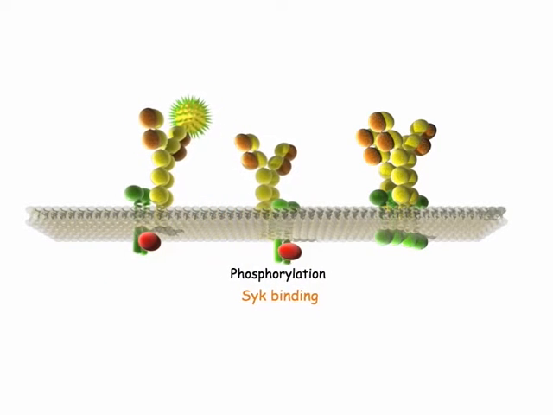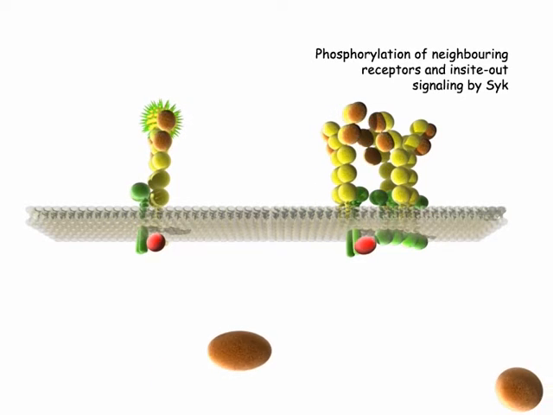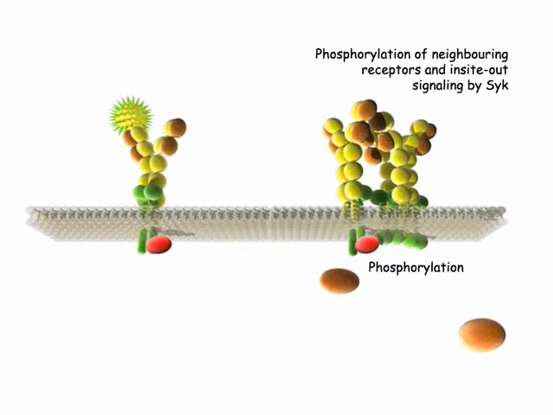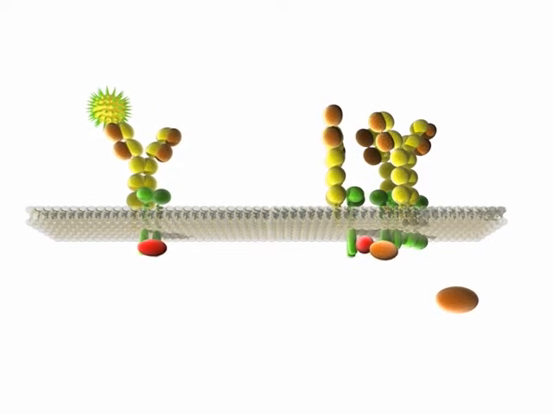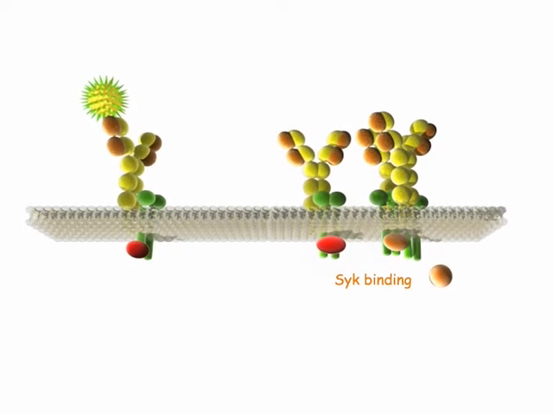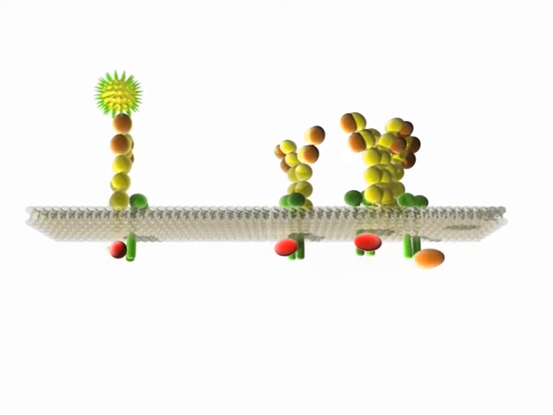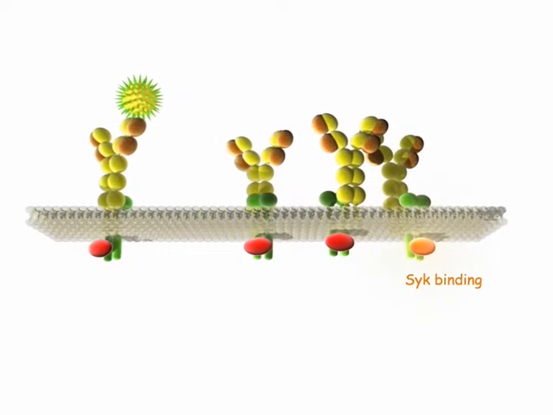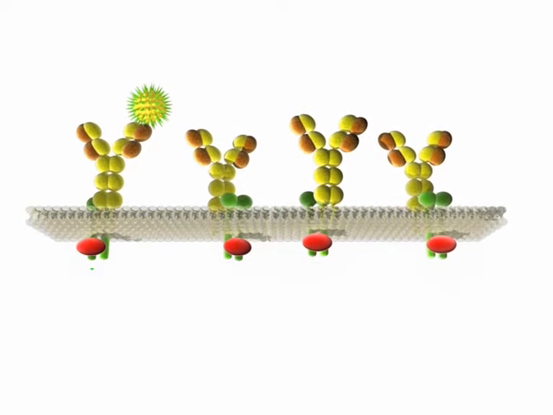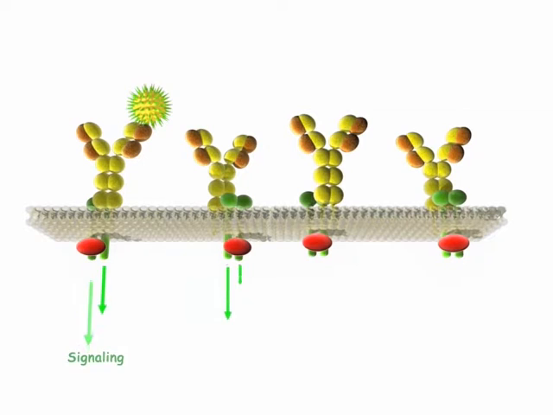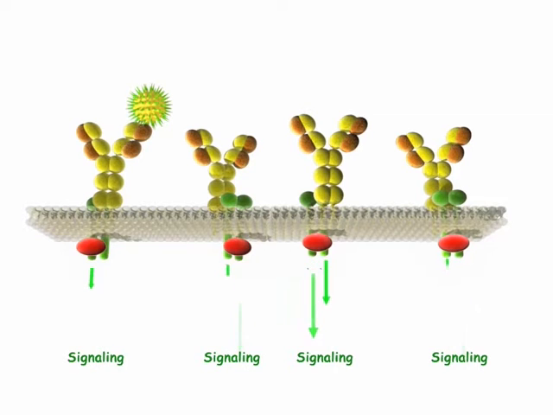The complexes now move around in the membrane and phosphorylate neighboring BCR oligomers. Further SYK molecules bind to neighboring BCR oligomers and open them from the inside. In this way, it only takes a few antigen molecules to activate large numbers of receptors. The signal is amplified and results in the full activation of B cells for antibody production, as suggested by the dissociation activation model.